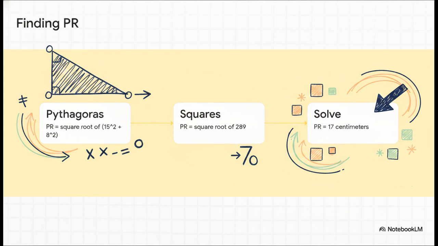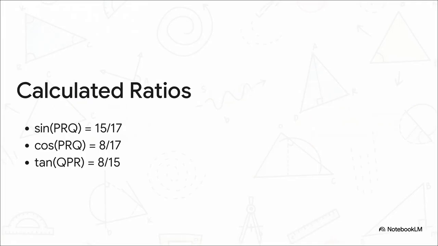Let that math sink in for just a second. Find the missing side first, and I promise you, the rest is a total breeze. Because once we have all three sides, 15, 8, and our shiny new hypotenuse, 17, finding the ratios is literally just a matter of plugging numbers straight into our SOH, CAH, TOA formulas. So for angle PRQ, sine is opposite over hypotenuse, right? That's 15 over 17. Cosine is adjacent over hypotenuse, which gives us 8 over 17.